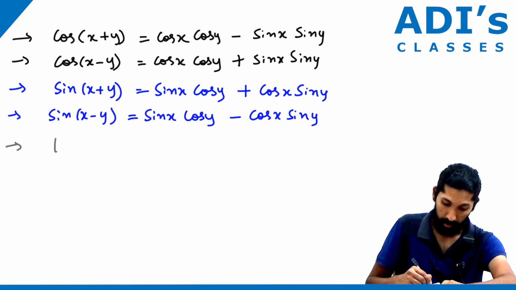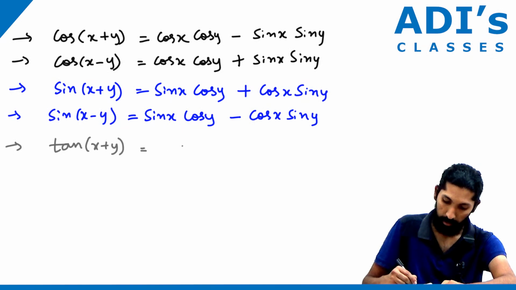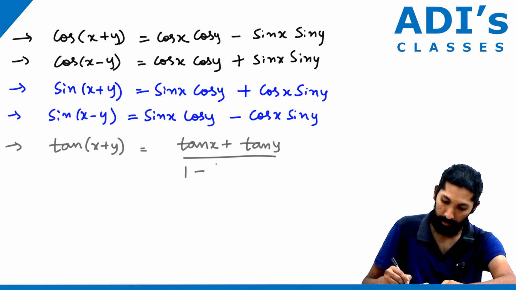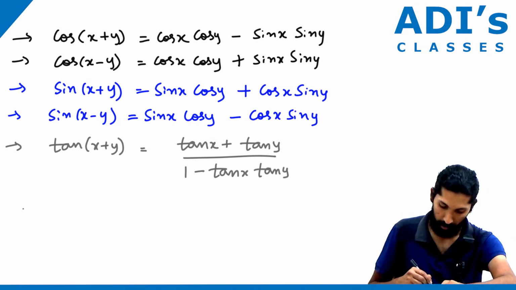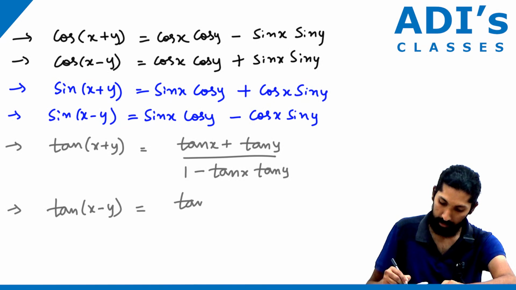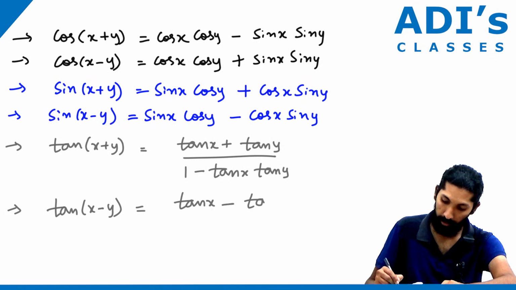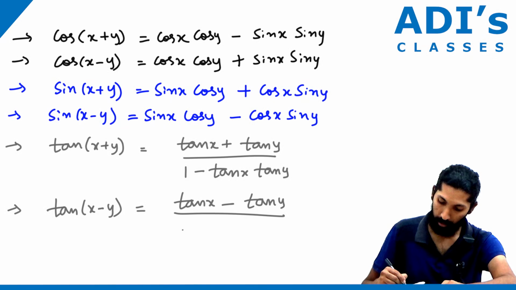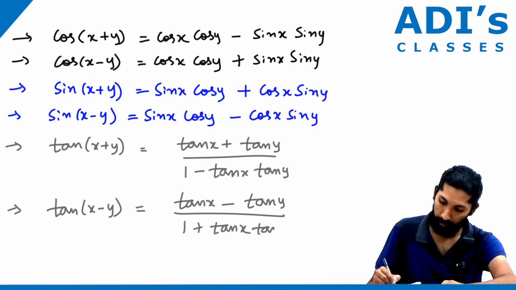That is, when you take tan of x plus y, this is tan x plus tan y divided by 1 minus tan x into tan y. And the next one is tan of x minus y. This is going to be tan x minus tan y divided by 1 plus tan x into tan y.